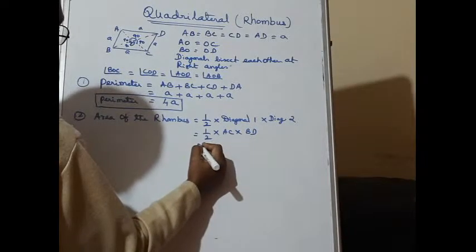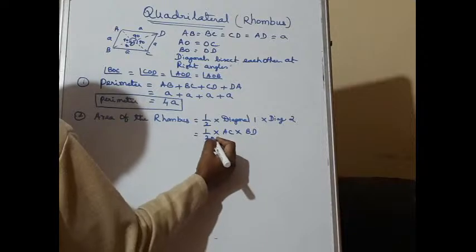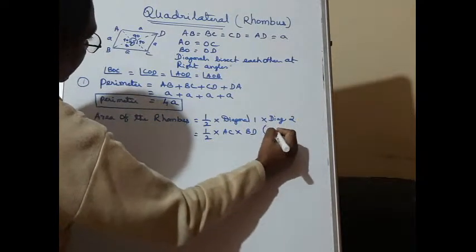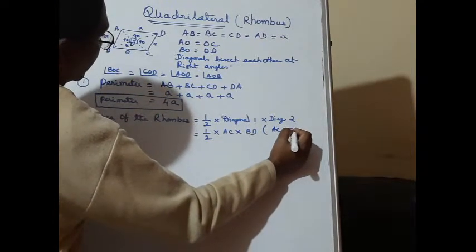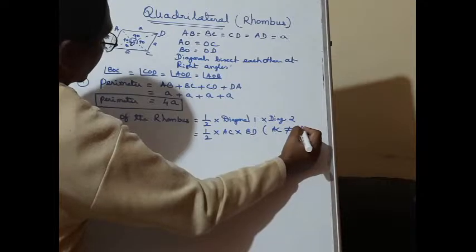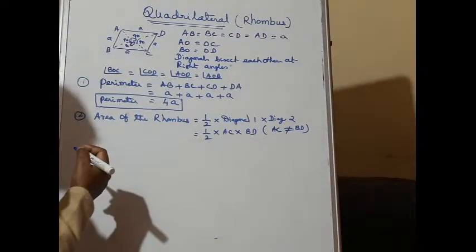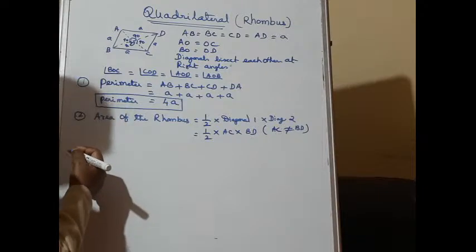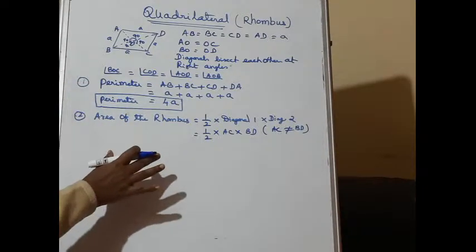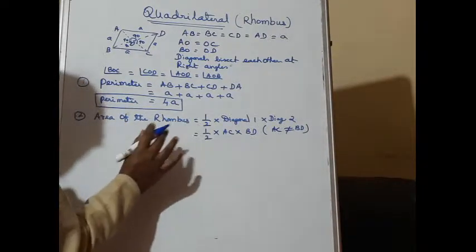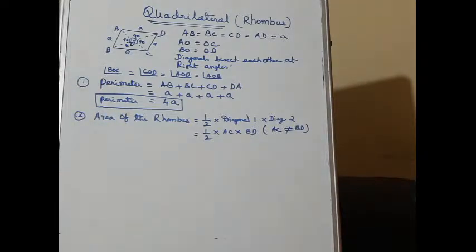But remember, in brackets write AC not equal to BD. Children, AC and BD are different, but AO and OC are equal, BO and OD are equal. Now we'll first do some direct models. So we write the formulas, two formulas, and then in indirect models, you get the Pythagoras theorem, 90 degrees comes.